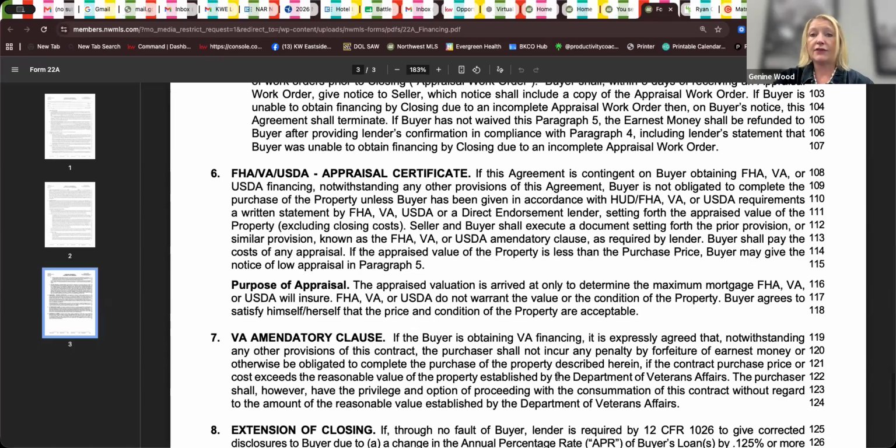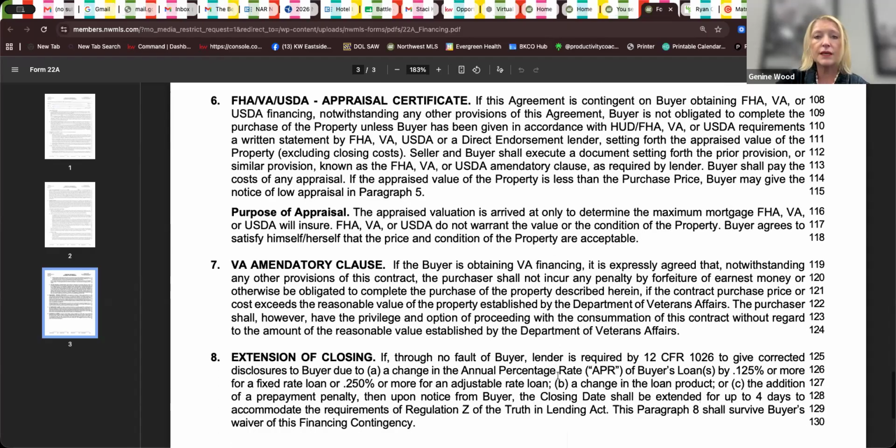You might have the agreement conditioned on FHA, VA, or USDA, notwithstanding other provisions. Buyer is not obligated to complete the purchase of the property unless the buyer has been given, in accordance with those entities' requirements, a written statement by those entities or a direct endorsement letter. The appraised valuation is arrived at only to determine the max mortgage for VA, FHA, USDA. Buyer agrees to satisfy themselves that the price and condition of the property are acceptable.